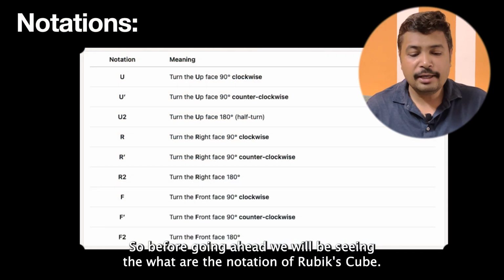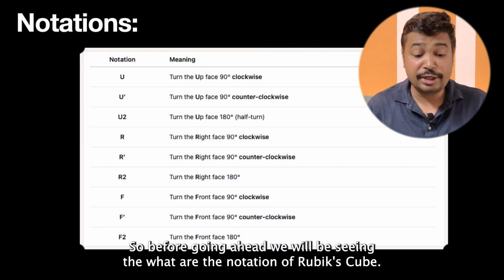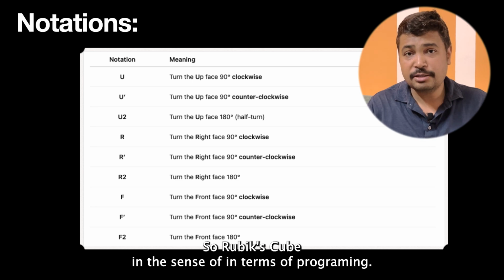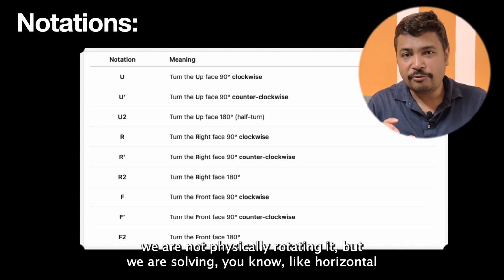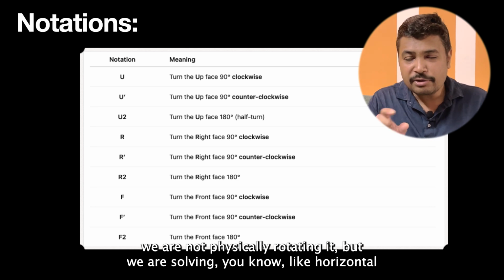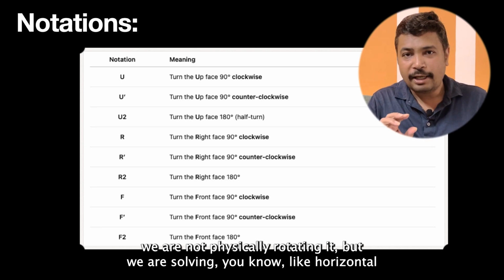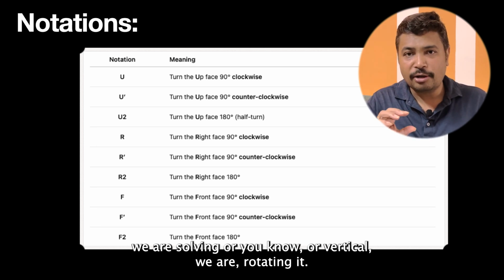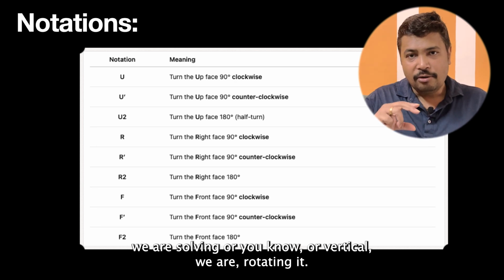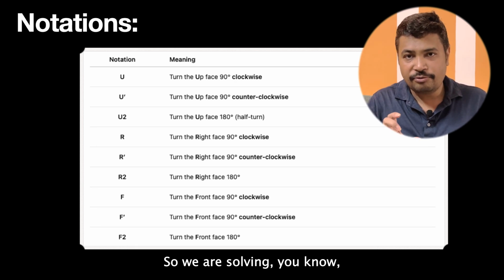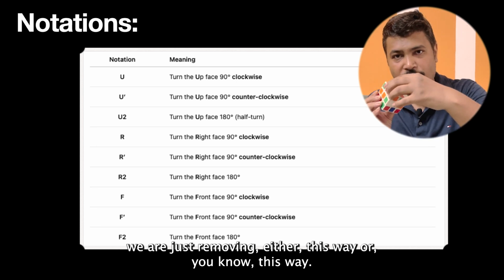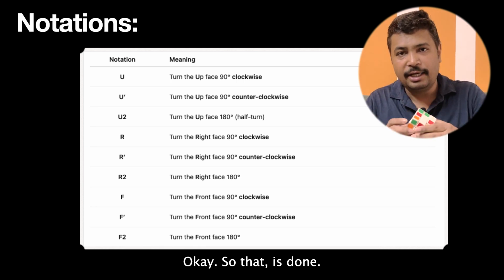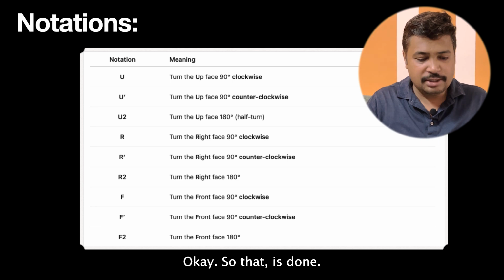Before going ahead, we will see what the notations of the Rubik's Cube are, in terms of programming. In programming, we are not physically rotating it, but we are rotating either horizontally or vertically. We are just moving either this way or this way.